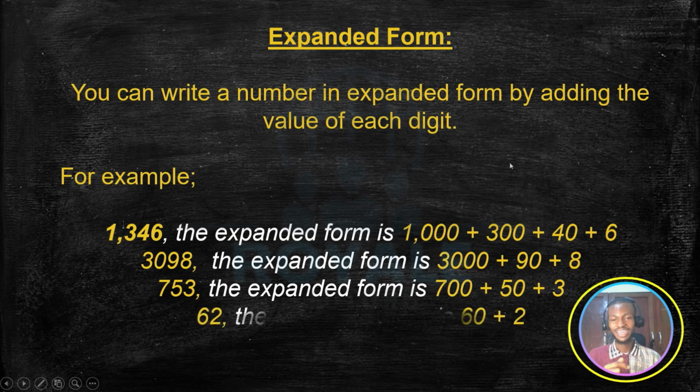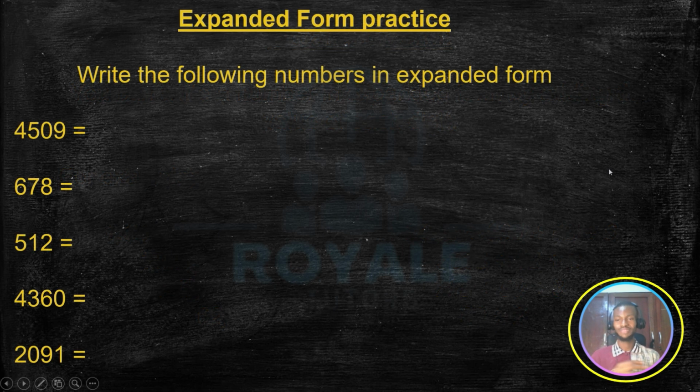Let's look at another example. This is a 2-digit example now. We have 62. The expanded form of 62 is 60 and 2. Now, let's take a little practice of expanded form. Do you really understand it? Let's get started. In 2 minutes, can you quickly do this? And let's see how it goes.